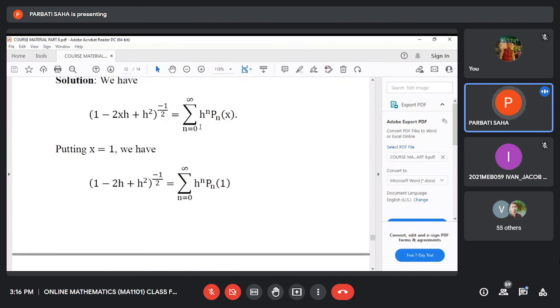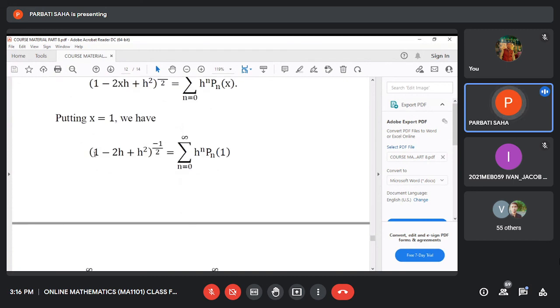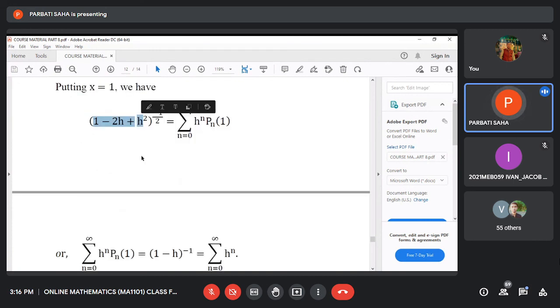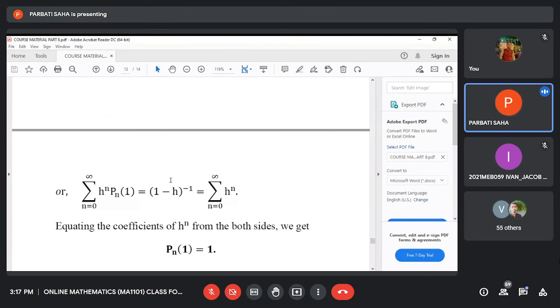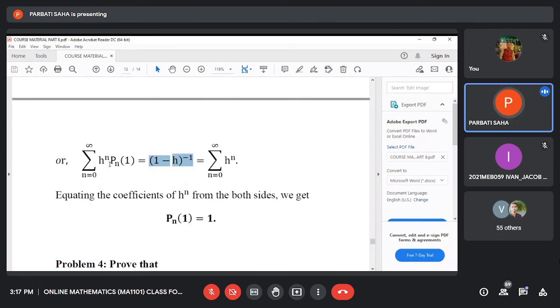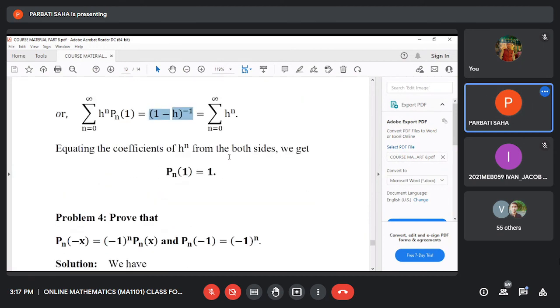And in order to prove P_n(1) equals 1, we start with the same generating series, put x equals 1, and obtain this. This is (1 minus h) whole square, whole to the power minus half, so it will be this. And actually, sigma h to the power n should be (1 minus h) whole inverse, which may be written as this. And then you see P_n(1) equals 1.